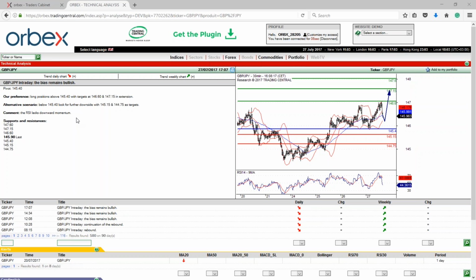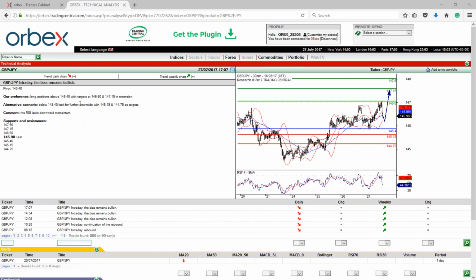The comment here is the RSI lacks downward momentum. Essentially, what the comment is doing is explaining to you the premise behind Trading Central's preference.